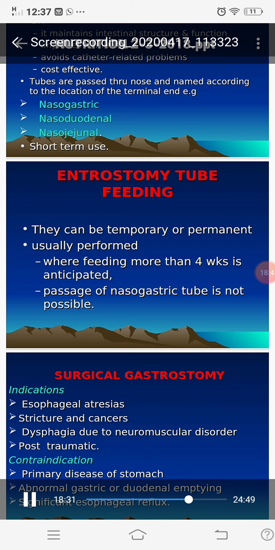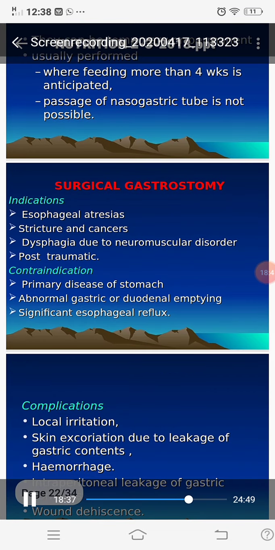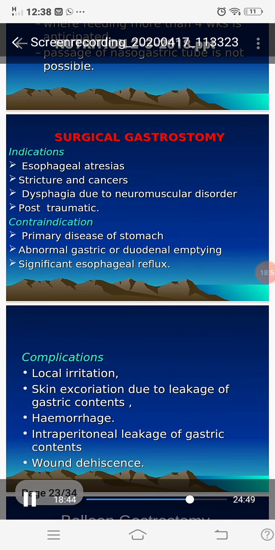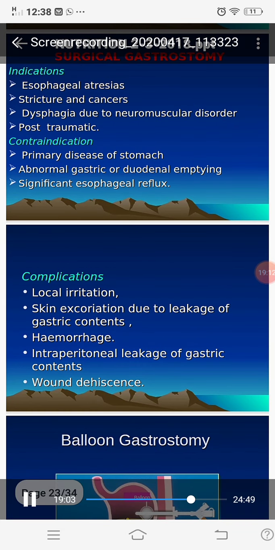So, you should know what are different types of surgical gastrostomies. These are tubes passed directly inside the stomach by some surgical procedures. Complications of surgical gastrostomies are local irritation, skin exfoliation due to leakage of gastric contents, hemorrhage, intraperitoneal leakage of gastric contents, wound dehiscence. Clear?